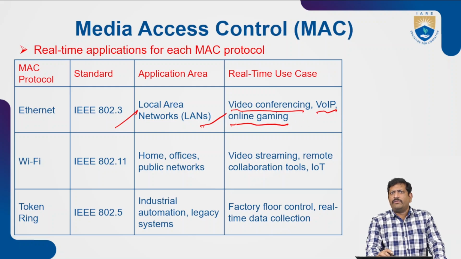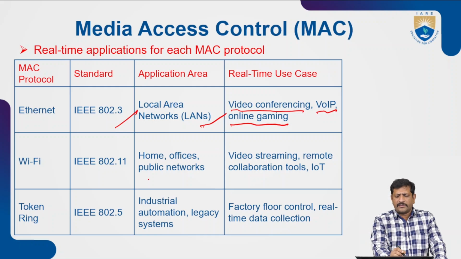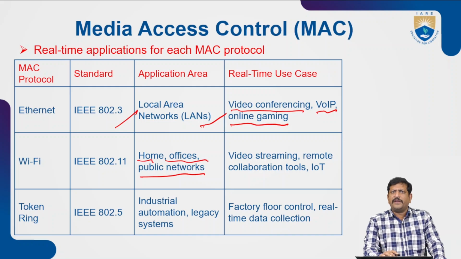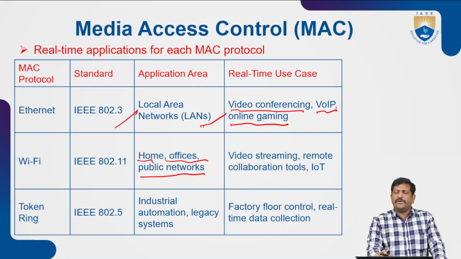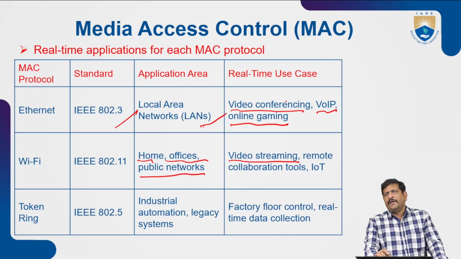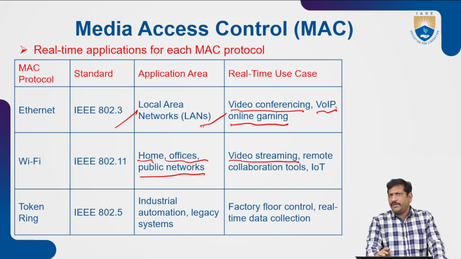Wi-Fi uses the IEEE 802.11 standard. Where is Wi-Fi applied? In homes, offices, or public networks. So in these three areas we generally utilize Wi-Fi. This is the application area of Wi-Fi. And a real-time use is video streaming, that is Netflix. Video streaming in Netflix uses Wi-Fi. By using Wi-Fi, the videos and video streaming can be done. That means we are performing video streaming operations.